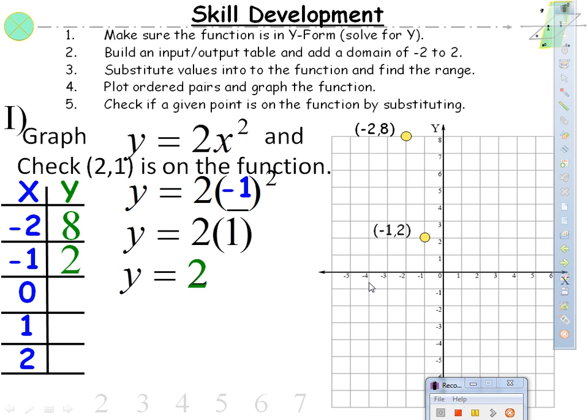So far, so good. Next one, substitute 0 into the equation. So what is 0 squared? 0. So we get y equals 2 times 0. What is 2 times 0? 0. So my value here for this one is 0, and I plot my point at 0, 0, which is the point of origin, which is right there, and you write your coordinates.